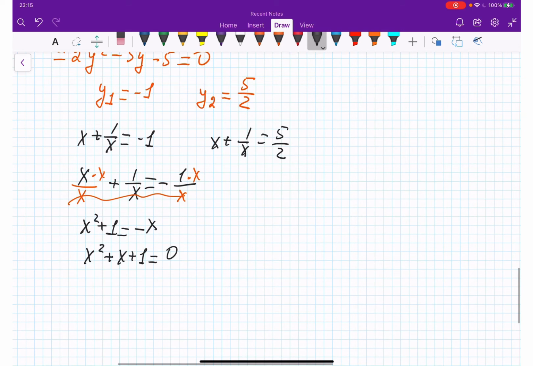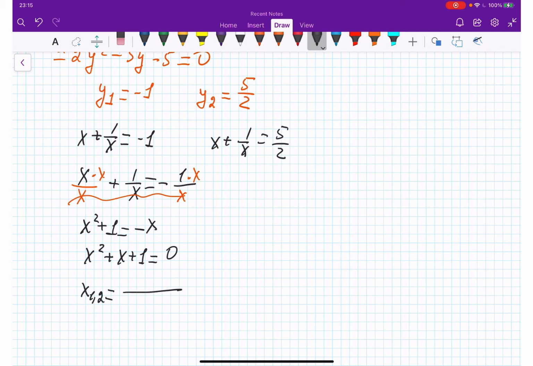And this equation does not have any solution because you cannot FOIL it. It's not going to happen because you can't have 1 and 1 here. It's not going to work. And even if you use the discriminant, it's still not going to work.